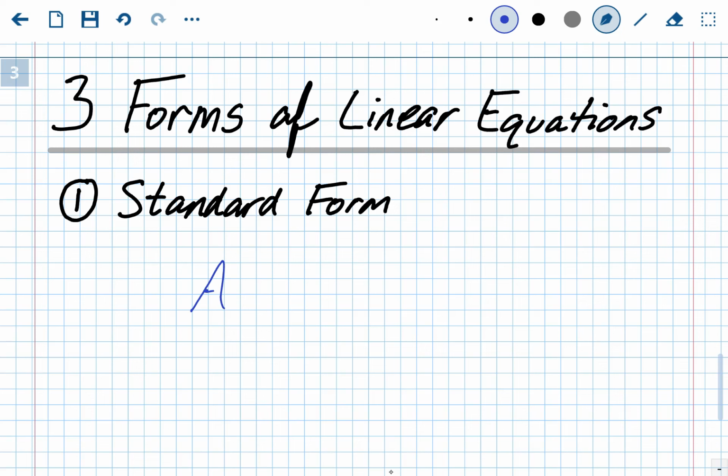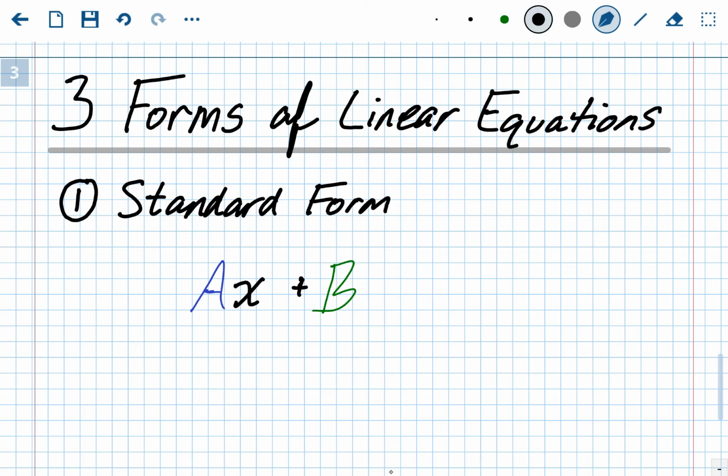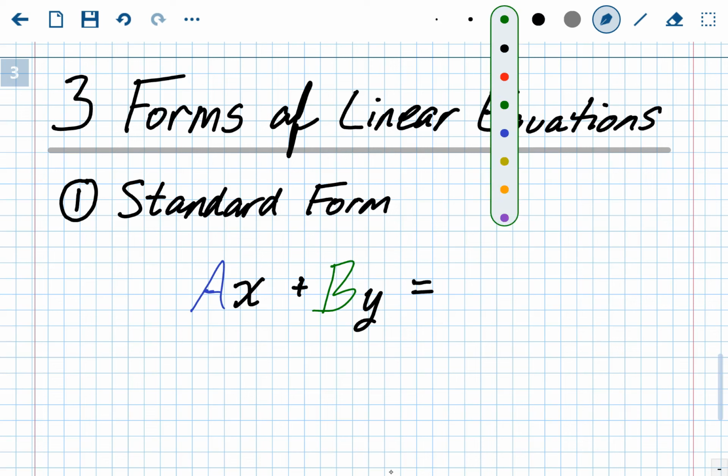It's in the form a times x, so ax, plus by, b times y, equals c. So ax plus by equals c.